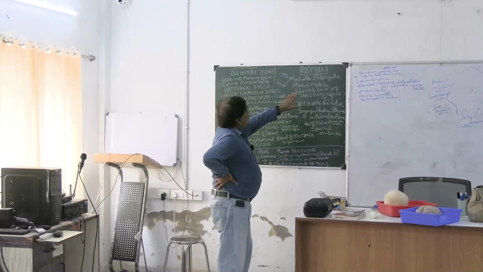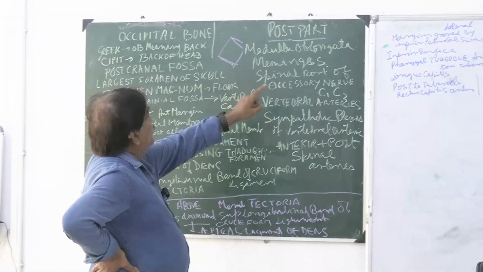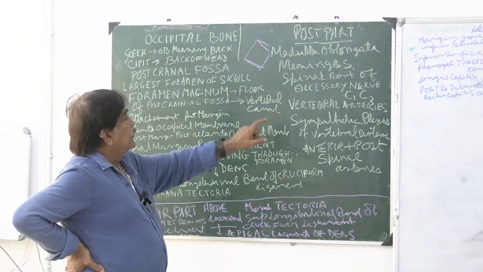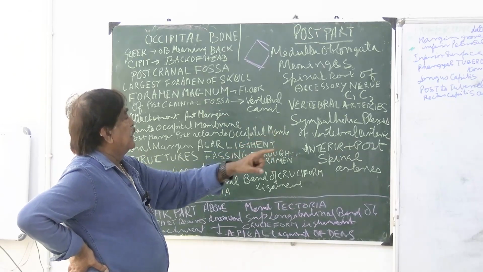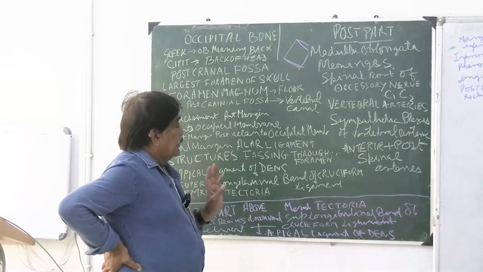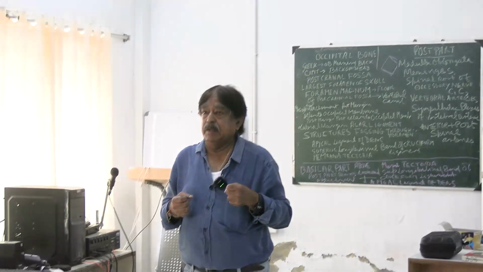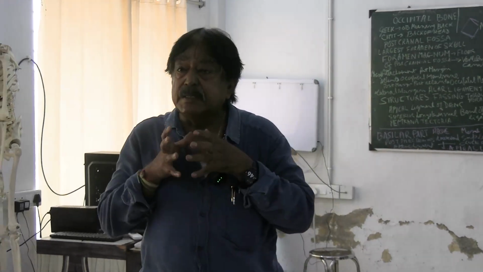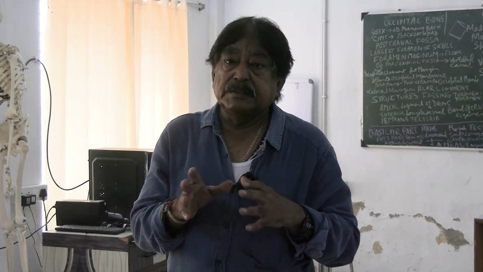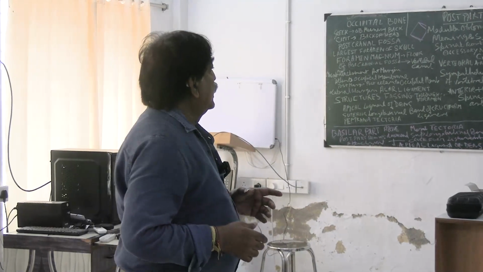Now, what I want to say is the structures passing through: the medulla oblongata, meninges, spinal root of accessory nerve, C1, C2, C3, vertebral arteries, sympathetic plexus, and anterior and posterior spinal arteries. Why am I telling you this? When any person is hung, there is injury to the structures passing through the foramen magnum. That gets distorted, that gets injured, and that's also a quick death.